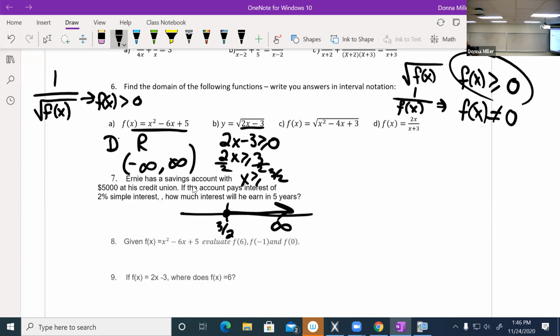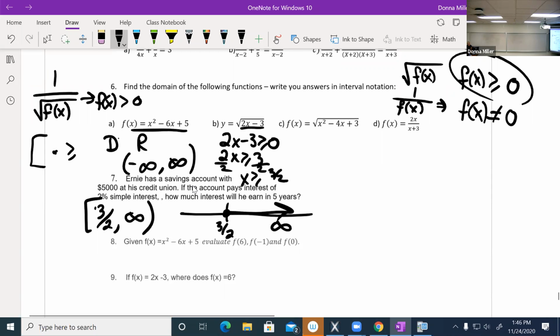So in interval notation, I'm going from 3/2 to infinity. Infinity always has a round bracket, and I want to include 3/2. I'm going to put a square bracket by it. Remember, square bracket is where we include it. Closed dot, round bracket is where we exclude it.